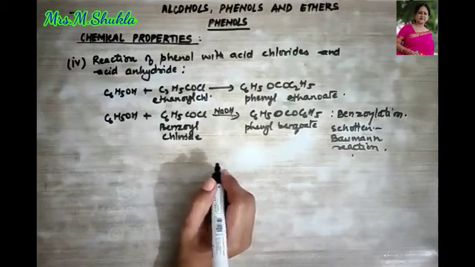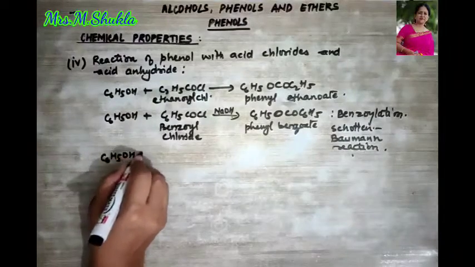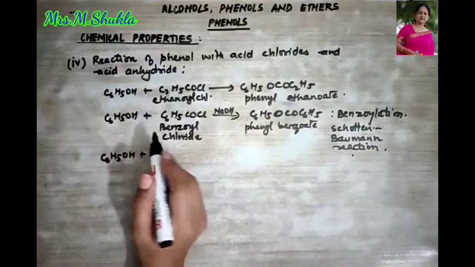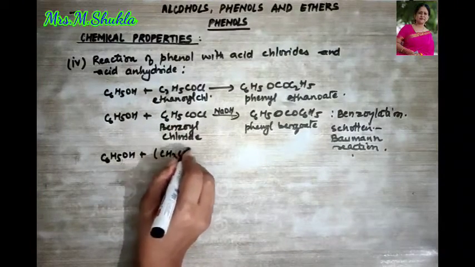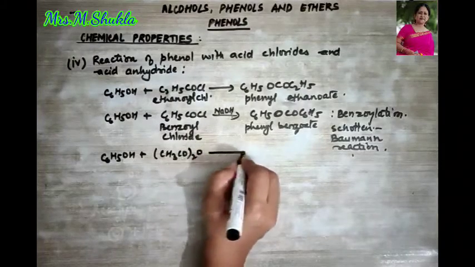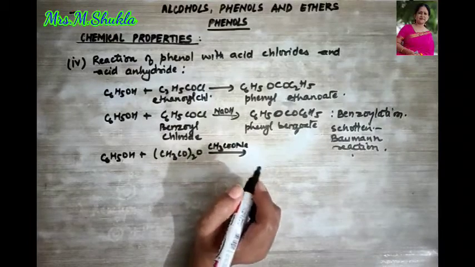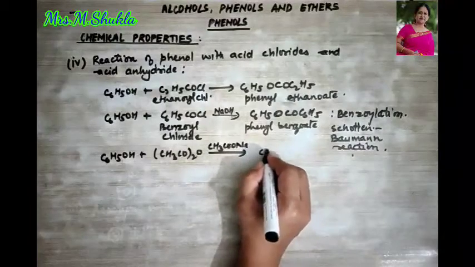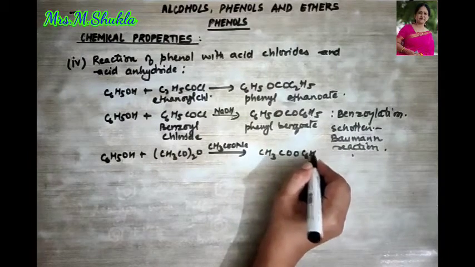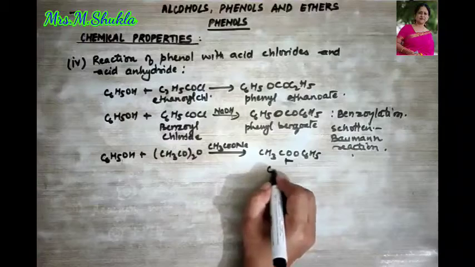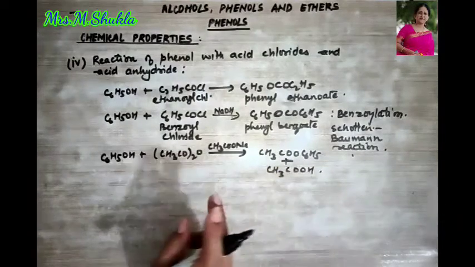Clear? Now I will give you another reaction, C6H5OH. Let us talk about acid anhydride. So it can be (CH3CO)2O in the presence of CH3COONa. So here again it is going to give you an ester, that is CH3COOC6H5, plus acetic acid will be given out, right?